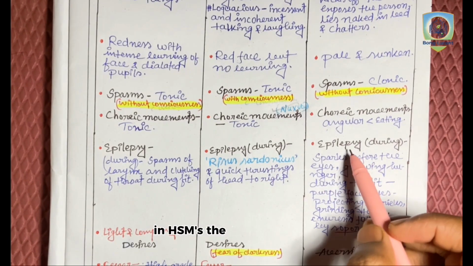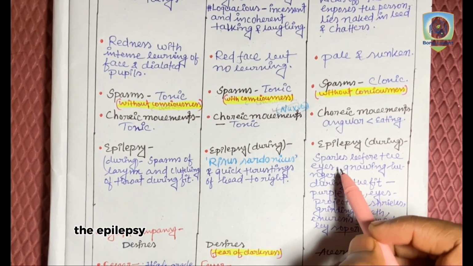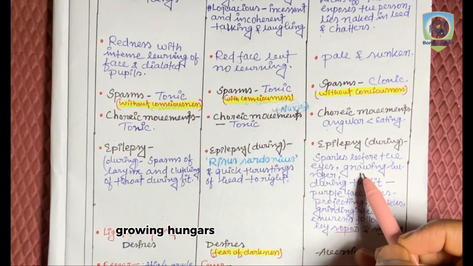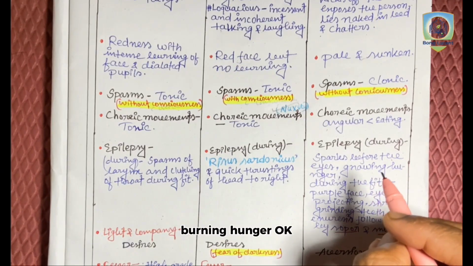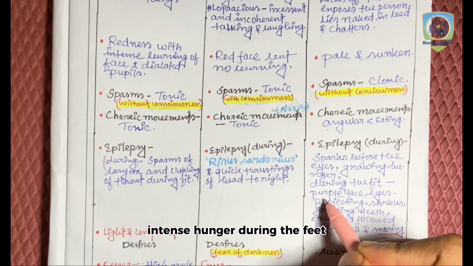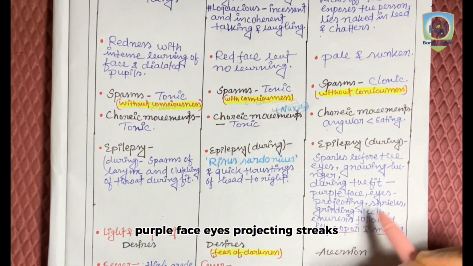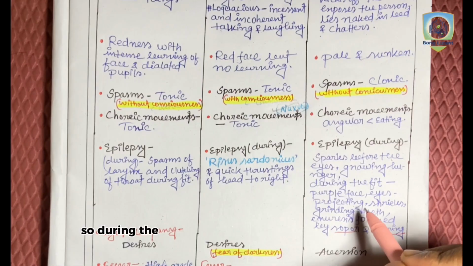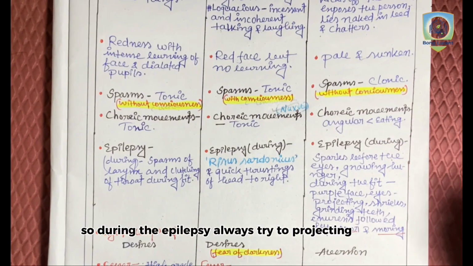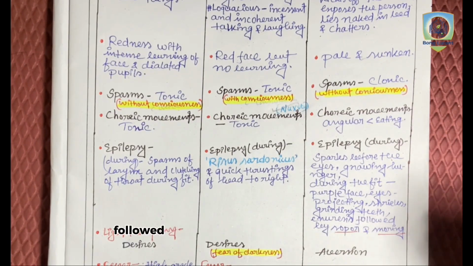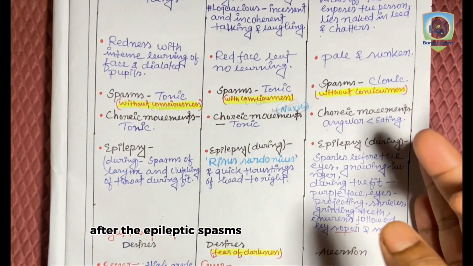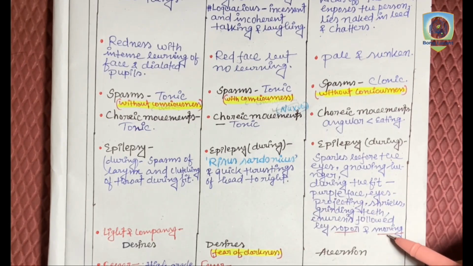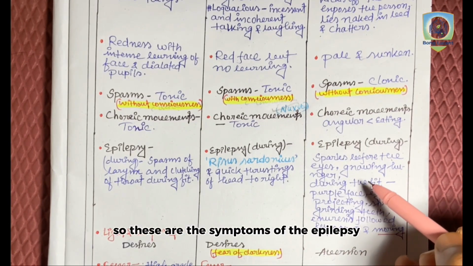In hyoscyamus, during epilepsy, sparks before the eyes. Actually, the epilepsy comes with facial muscle twitching. The sparks before the eyes and growing hunger. Growing hunger means a type of deep burning hunger, intense hunger during the fit. Purple face, eyes projecting, shrieks, grinding teeth, and enuresis followed by sopor and snoring. After the epileptic convulsions, the patients go into deep sleep and snore. So these are the symptoms of epilepsy in these three medicines.